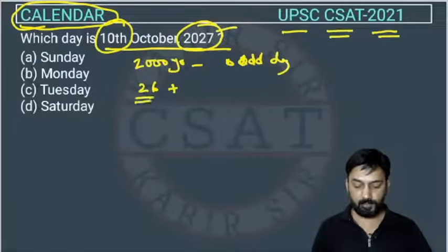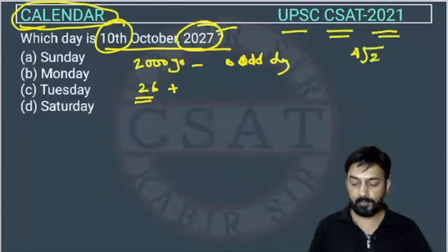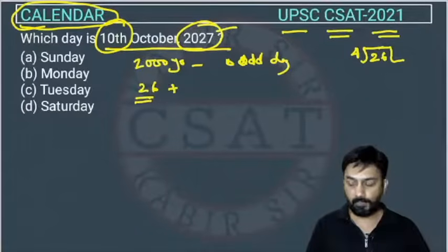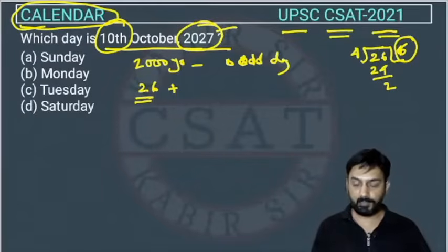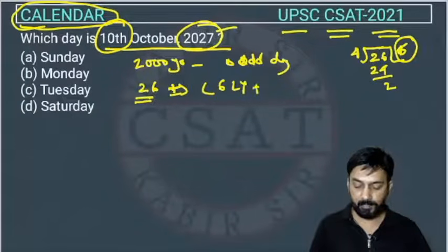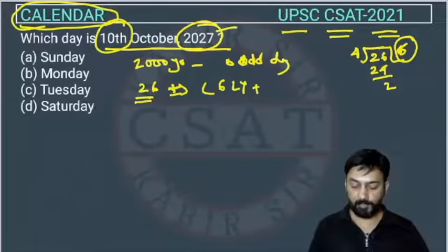So in 26 years, how many leap years are there? What we will do is divide this 26 by 4, right? Because every 4 years we get a leap year. So 4 sixes are 24, and the remainder we will leave. So there are 6 leap years in this 26, right? And the remaining years are 26 minus 6, so this will be 20. So 20 are ordinary years, right?